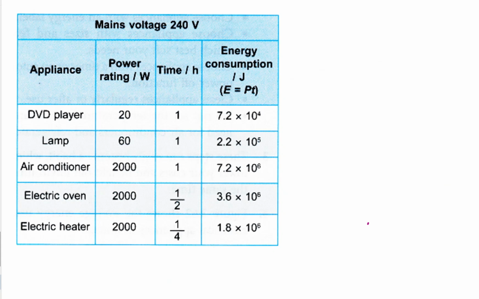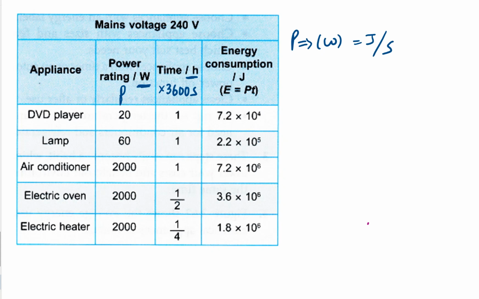Now I've picked up a table, and the table is for a set of appliances like the DVD player, the lamp, the air conditioner, electric oven, etc. The first column is giving you the power rating in watts. As you can see, the time is in hours, and you have been asked to calculate the energy consumption. Now you know very well that the unit of power is a watt, and watt is joules per second. So our first job is to convert the time in hours into seconds. Whatever time is given to you, you're going to multiply by 3600 to change it into seconds.